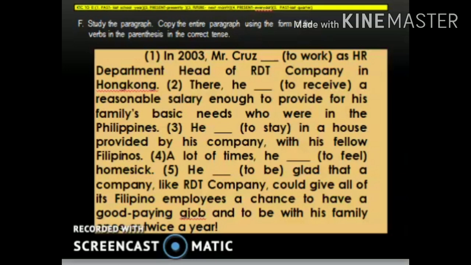In this part, you may not need to copy the entire paragraph. Instead, you may just write down the form of the verbs given in parentheses in the correct tense.